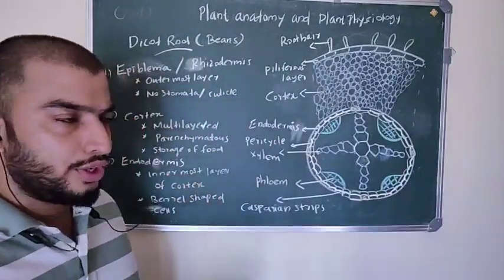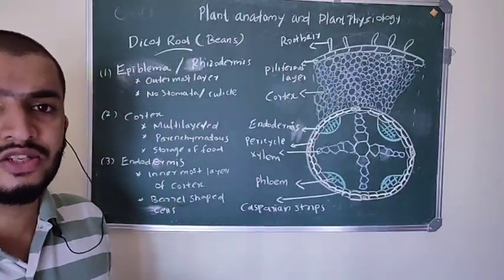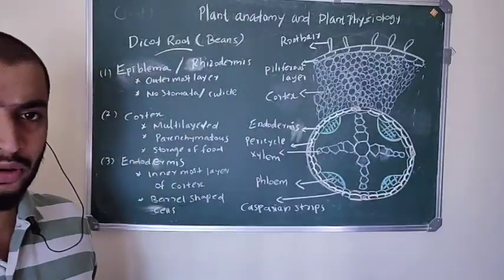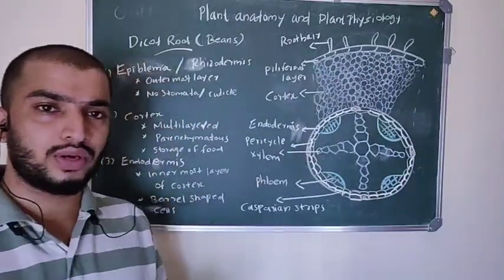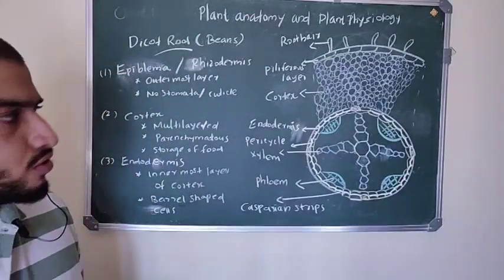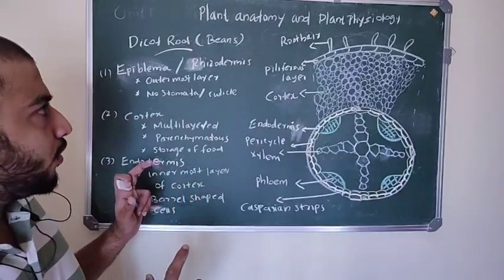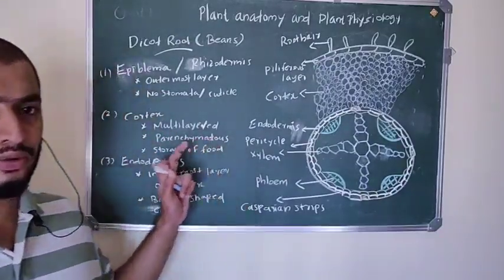Then next we are going to discuss the internal structures: the internal structure of root, stem and leaf. We will discuss dicot root and monocot root separately, and also monocot stem, dicot stem, dicot leaf and monocot leaf. This is an important part. First of all, we are going to look at the dicot root internal structure. That means we are taking the dicot root of the bean.